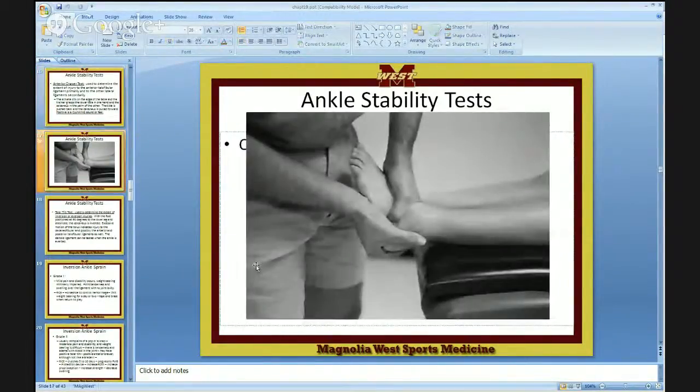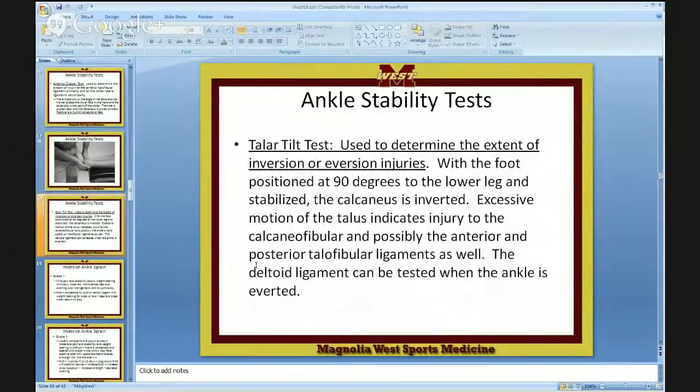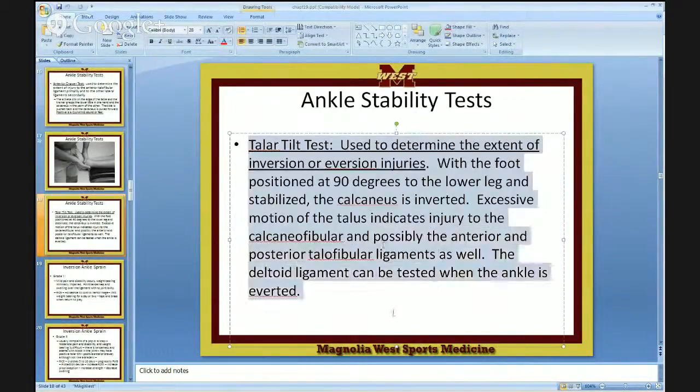Let's go to number 18, ankle stability test. Used to determine the extent of inversion and eversion injuries with the foot positioned at 90 degrees to the lower leg and stabilized, the calcaneus is inverted. All right. Is that Thompson, Taylor tilt, compression, or anterior drawer? You know what it is if you read your notes. True or false? The Taylor tilt test is used to determine the extent of injury of the plantar flexion and dorsiflexion injuries.